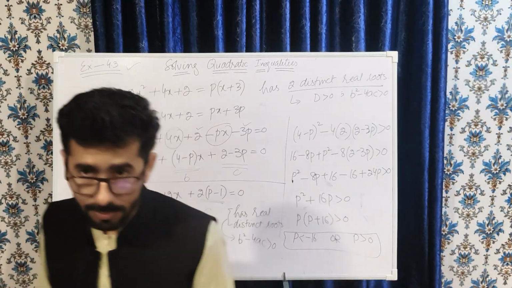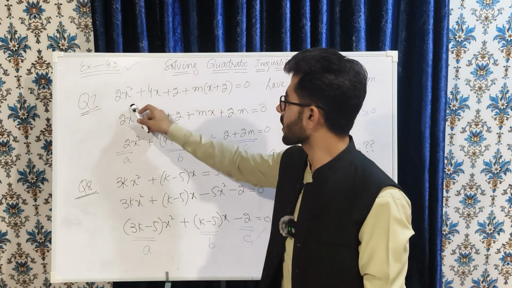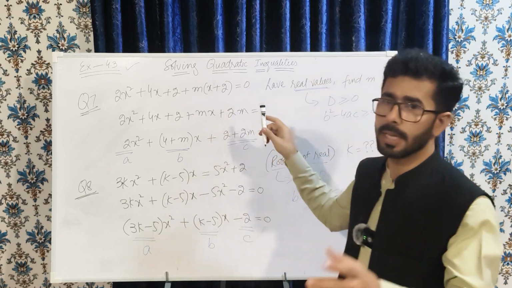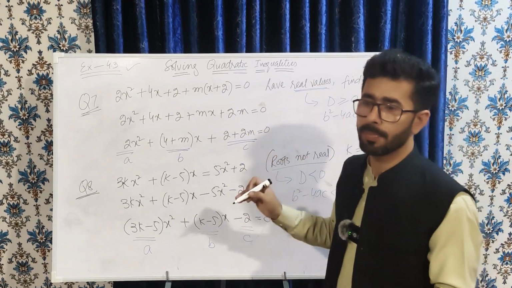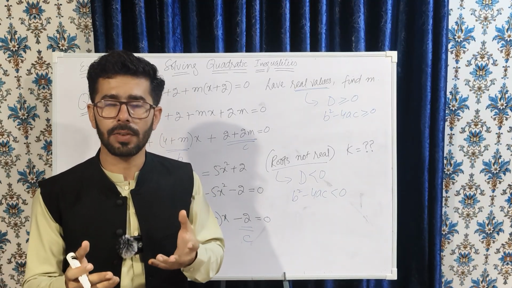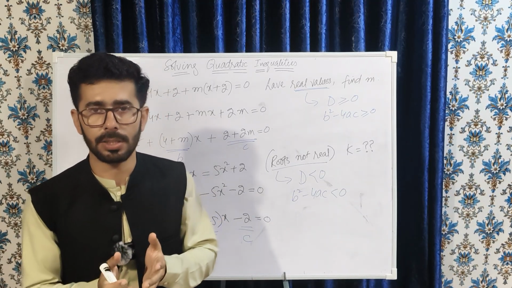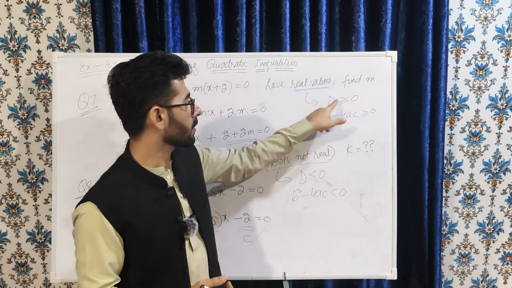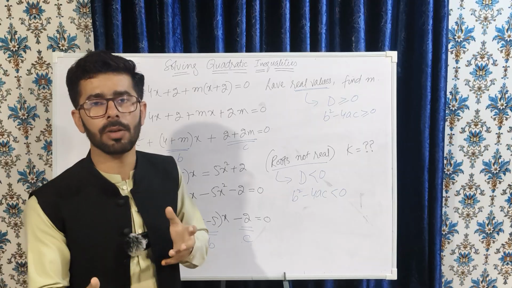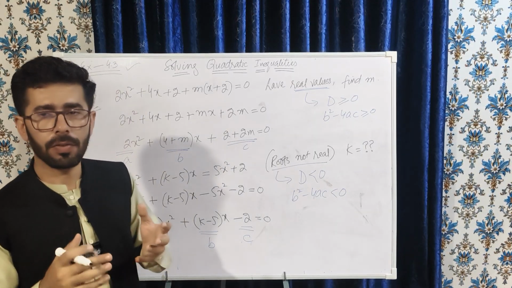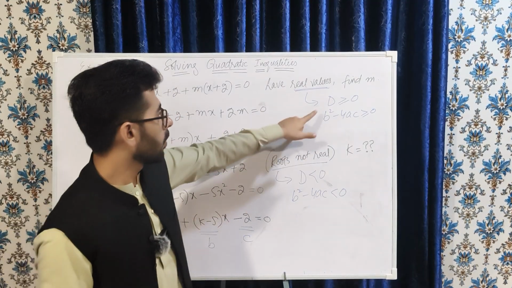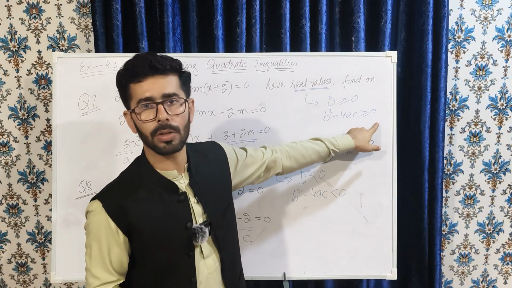In question number 7, we have 2x square plus 4x plus 2 plus m times (x plus 2) equal to 0. They say that it has real values. That means it has real solutions. Now it's not given whether real distinct or real repeated. For real distinct, we have strictly bigger than 0 discriminant. For real repeated, we have discriminant equal to 0. So if we just have real values, then we merge both of the cases. We'll use discriminant bigger than or equal to 0.